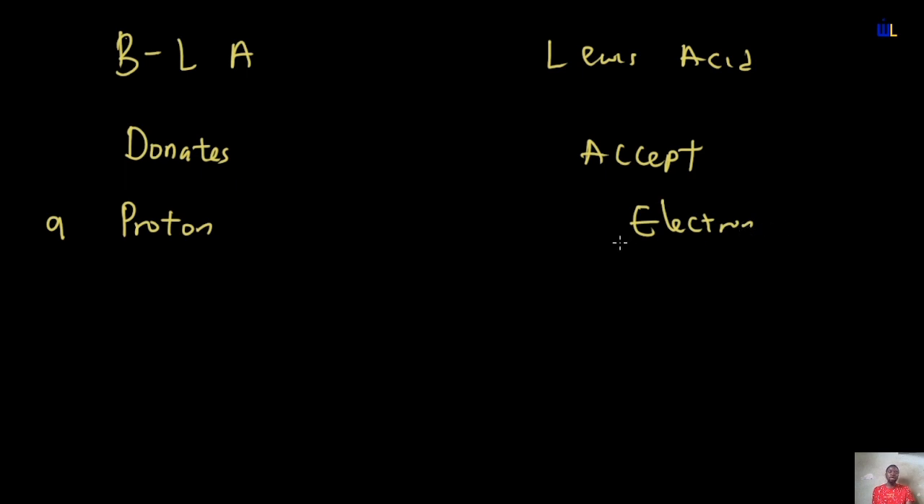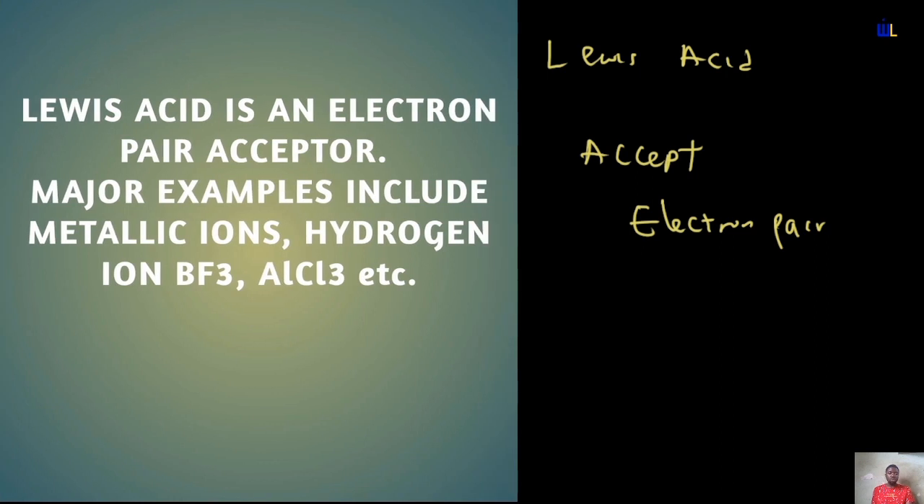So just have that in mind. But it's not just an electron, but an electron pair. So notice this: a Bronsted-Lowry acid donates a proton, but a Lewis acid accepts an electron pair. So that's the basic definition of a Lewis acid. Let's look at the screen as we go further. A Lewis acid is an electron pair acceptor. Any substance that has the ability to accept an electron pair is what we refer to as a Lewis acid. I'll say it again: a Lewis acid is an electron pair acceptor. Once it has the ability to accept an electron pair, it is a Lewis acid.